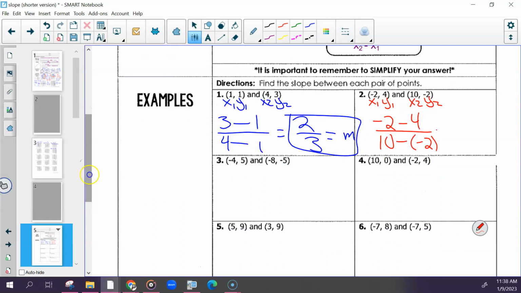Then subtract. Negative 2 minus 4, negative 6, and 10 minus a negative 2, 12. Can this be simplified? Yes, to what? Negative 1/2, yes.